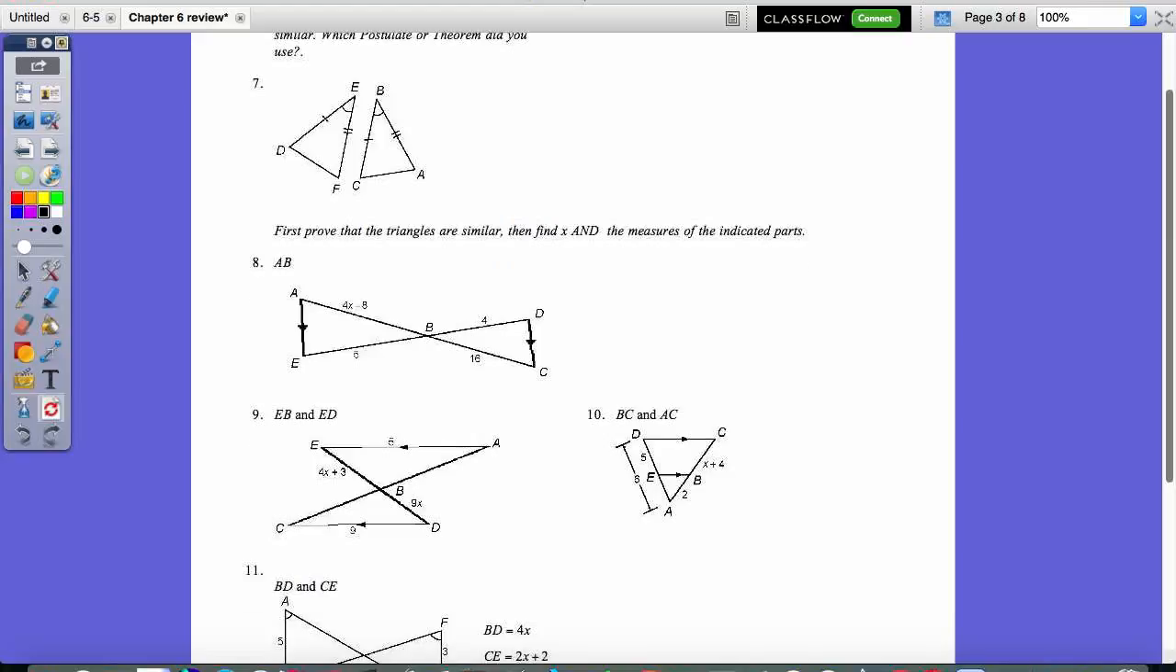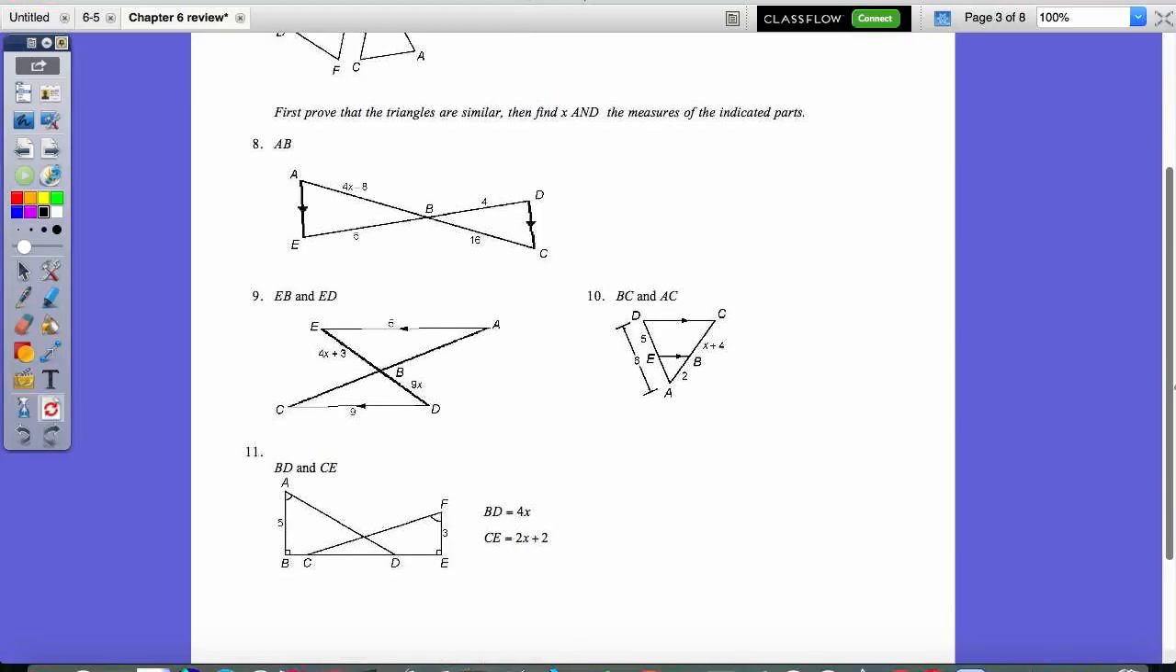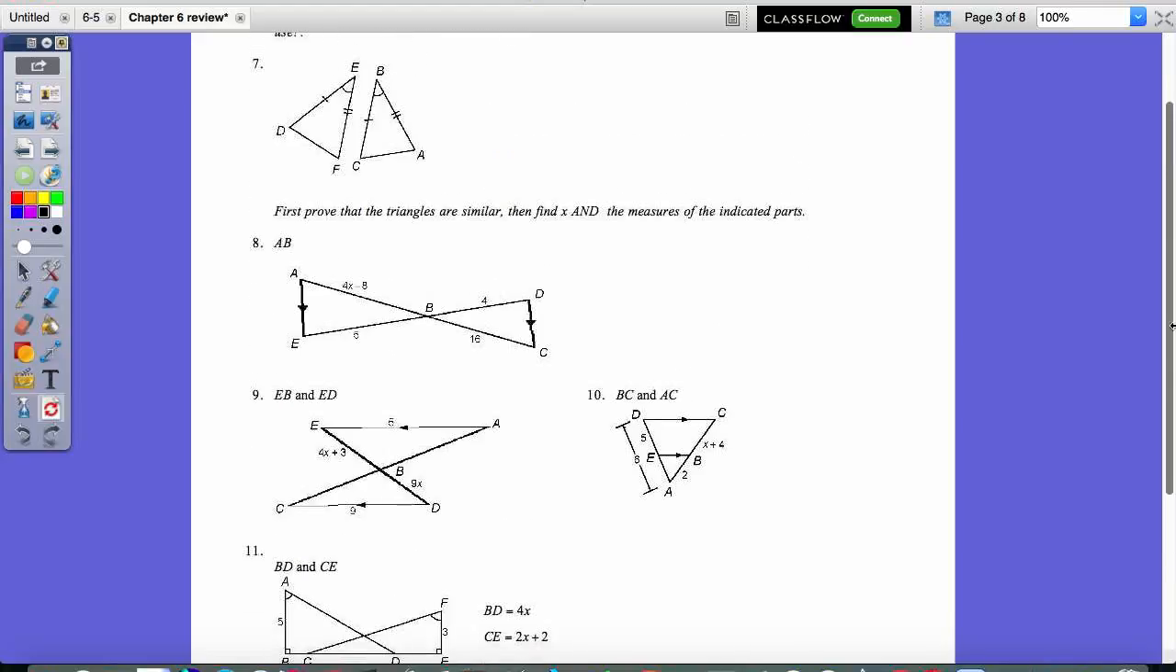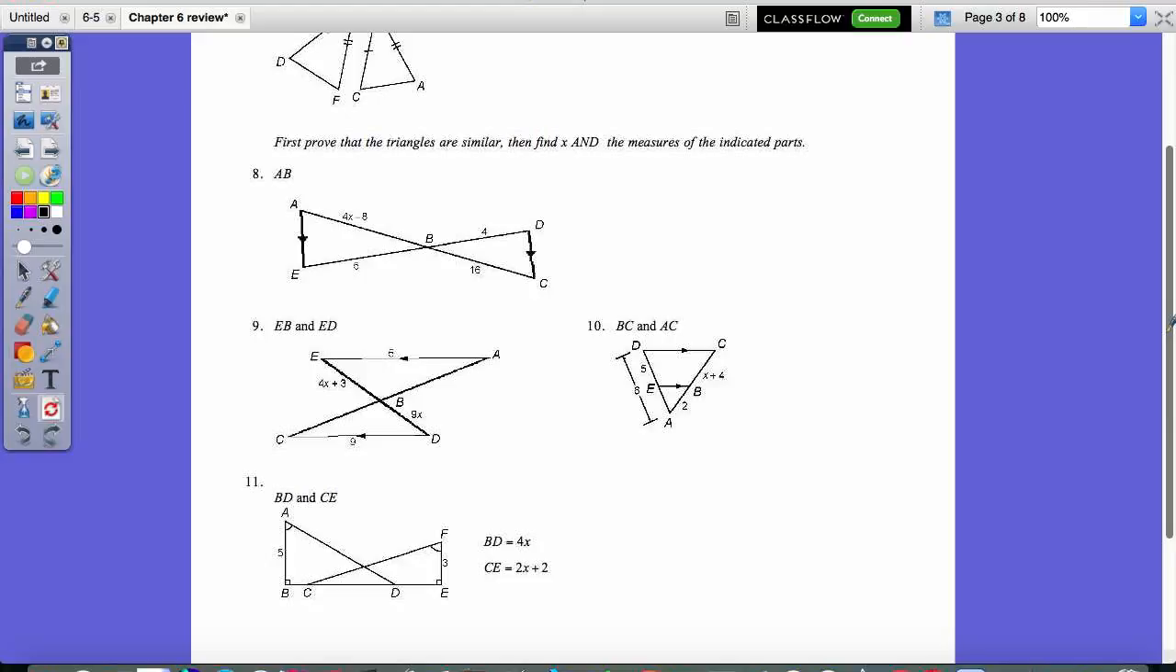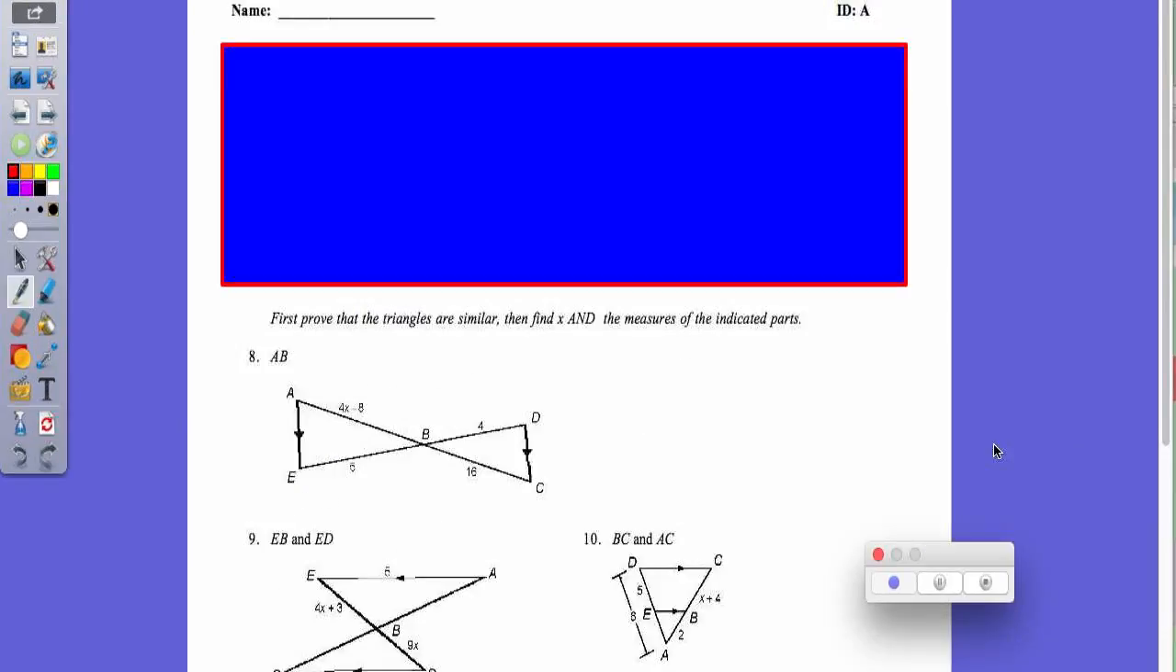Warning, problems 8, 9, and 10 come from being recorded during class, 5th period today. Problem 11 is not on the test, so I really want you to focus on 8, 9, and 10. I'm going to go through on these and talk about what you need to do to prove them. In all cases, we're going to be proving them with angle-angle similarity.